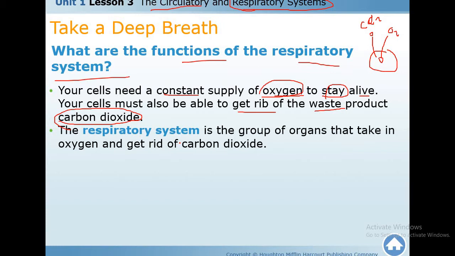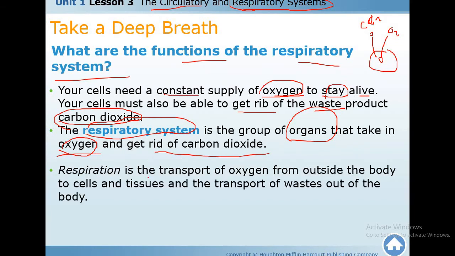The respiratory system is a group of organs that take in oxygen and get rid of carbon dioxide. So the function of the respiratory system is to take in oxygen and get rid of carbon dioxide. Respiration is the transport of oxygen from outside the body to the cells and tissues, and the transport of waste out of the body. So the function of respiration, or breathing, is to inhale to take in oxygen and exhale carbon dioxide.